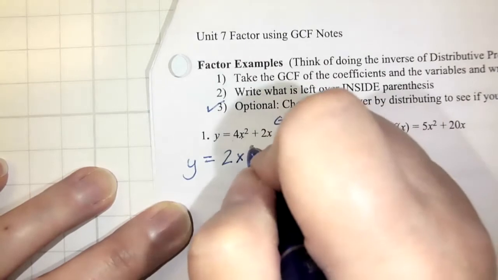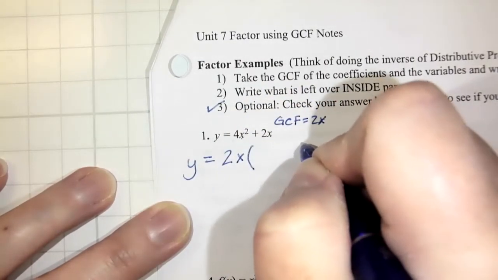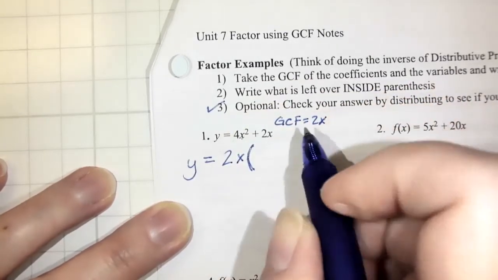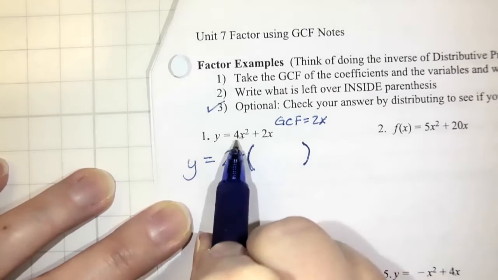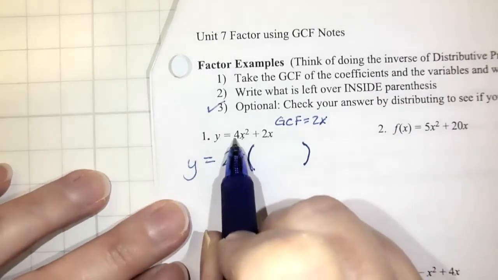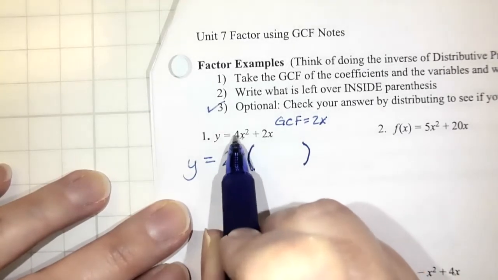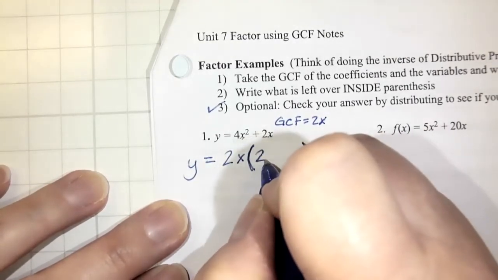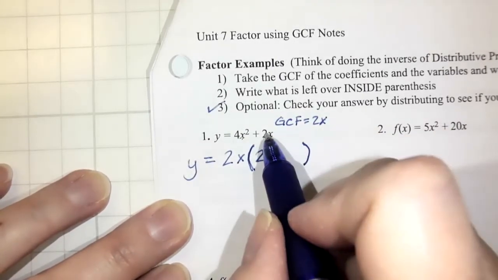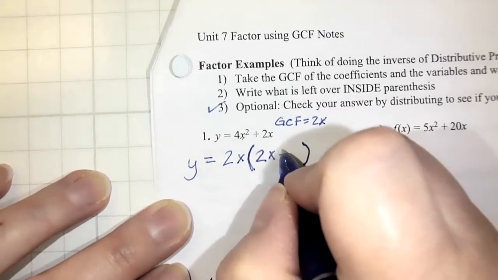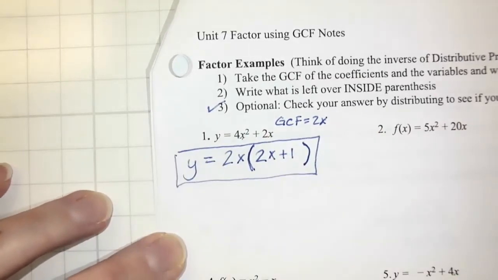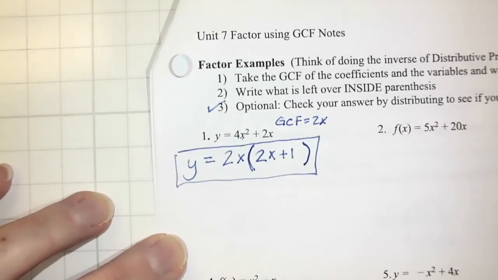Okay, so when I say factoring out, what I mean is, here's my multiplication. The parentheses mean multiplication. But since I'm multiplying it here, I have to divide it out of both of those terms and see what's left. Well, what's 4x squared divided by 2x? Well, 4 divided by 2 is 2, and x squared divided by x is x. 2x divided by 2x is 1, so plus 1. So our answer is y equals 2x times the quantity x plus 1.